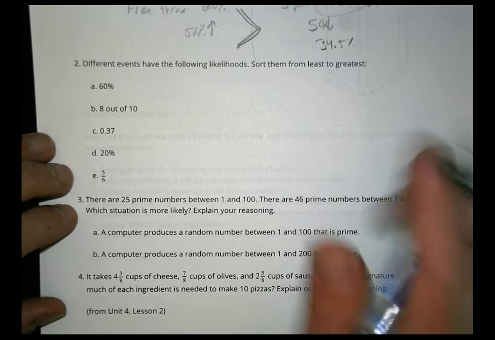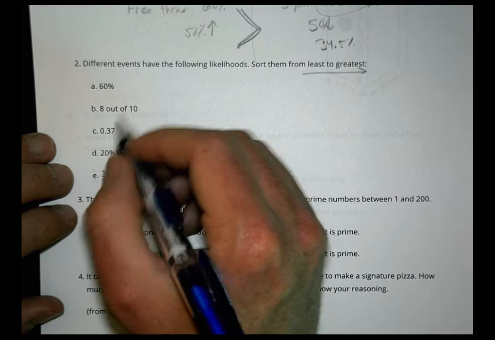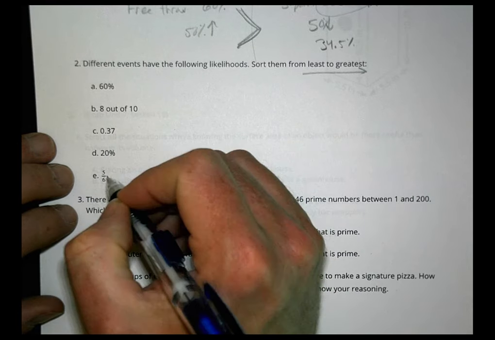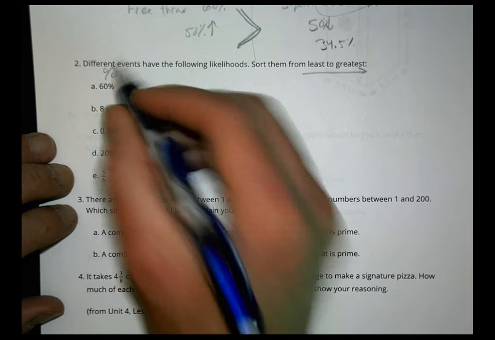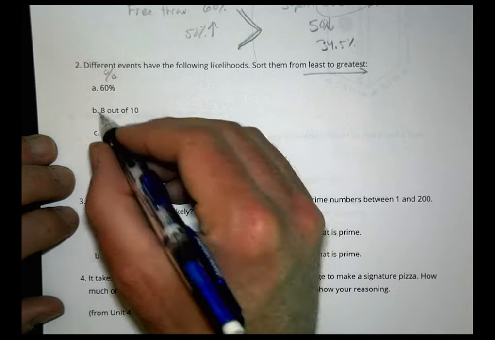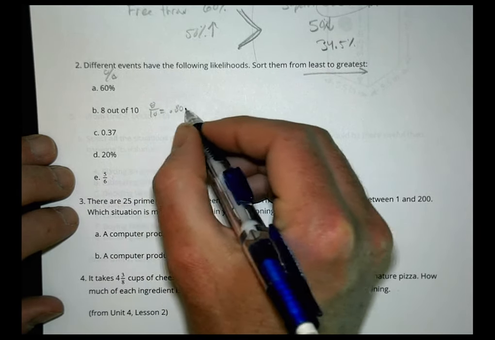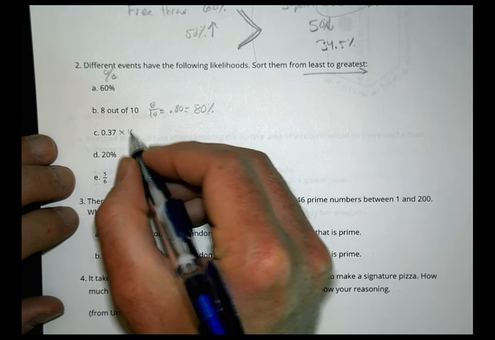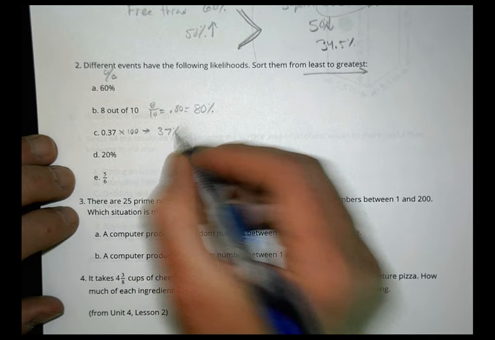Number 2. Different events have the following likelihoods. Sort them from least to greatest. All right, now we have them in percentage as a kind of ratio thing, 8 out of 10, decimals, fractions. It's probably good to get them all in one form. I'm going to go ahead and turn all these into percentages just so I'm comparing the same thing. So 60% is good. 8 out of 10, well, that's 8 divided by 10, which is 0.80, which is the same as 80%. 0.37, when I multiply it by 100, gives me a percentage, which is going to be 37%.